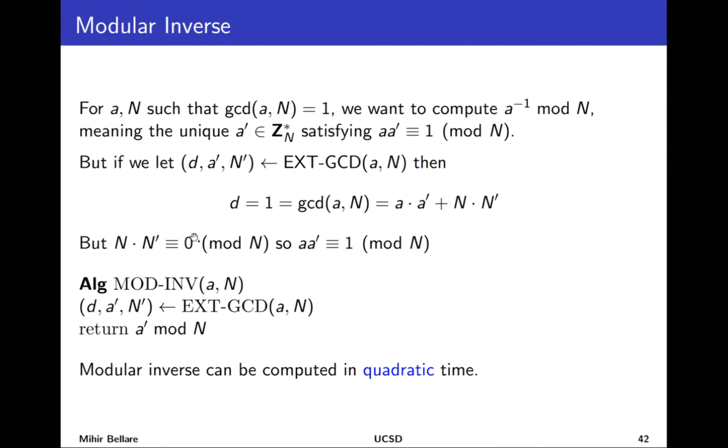So in summary, how do I compute modular inverses? I run extended GCD on A and n, and then I return A prime. For good measure, I take it mod n if necessary. And all this shows that it's a good inverse. So this is quite a nice thing. We now have the ability to compute modular inverses in quadratic time. So even on very, very large groups, we will actually have fast algorithms for inverses.